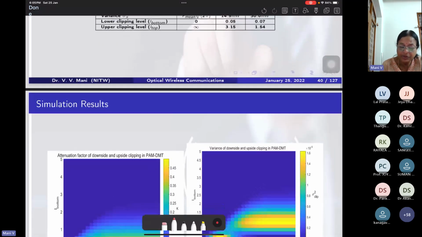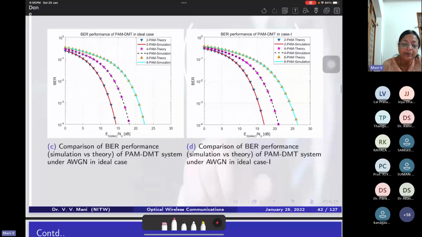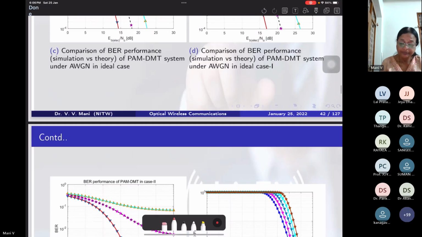I just want to show the outputs using a PAM DMT model. One is theory, one is simulation. 2 PAM is used. The blue model is the theory and the red model is the simulation. Both are matching. Similarly, for the BER performance of PAM DMT in the other case, adding AWGN, the ideal noise case, the simulation model and theory model match one to one.